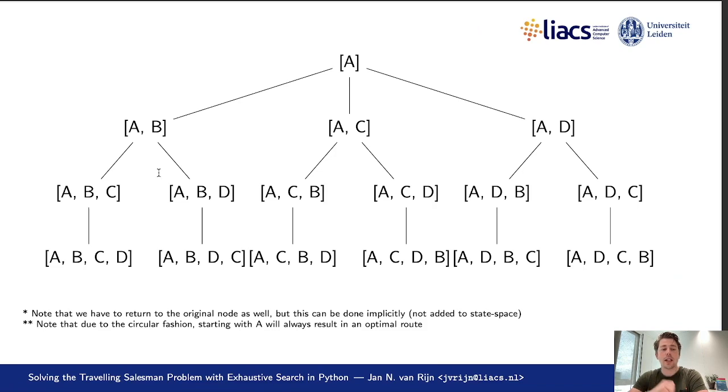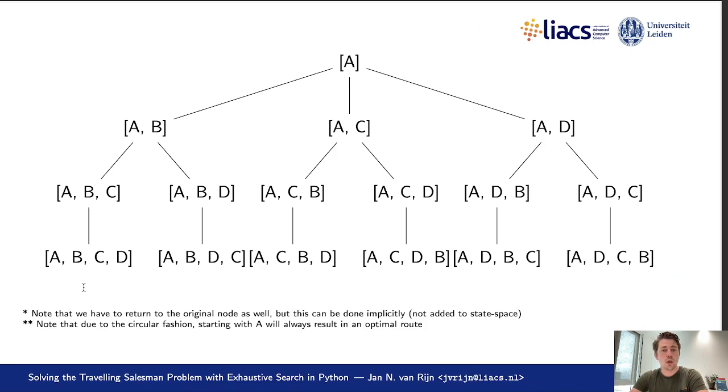Two more important things to note. Again, we already discussed this. Eventually, the traveling salesman problem is also about going back to the initial state. So actually here below all the leaf nodes, what you want to do is also go back to A, but of course this can be done explicitly or implicitly. That was one of the important things.